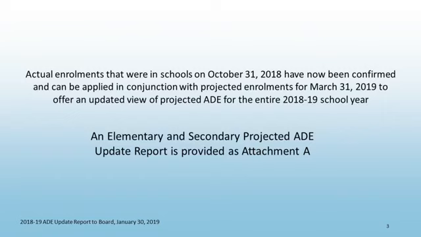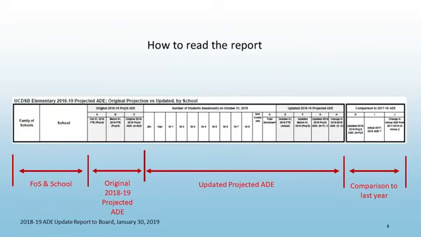I've given you an overview of the definition and the overall methodology of ADE. What I wanted to do now is walk you through how to read the ADE update report. This is a format that we use in the Upper Canada District School Board, and we've used it for a long number of years now. I think it would be good, especially for the new trustees around the table, to understand how to read this particular report. So that's my intention for the next few slides.